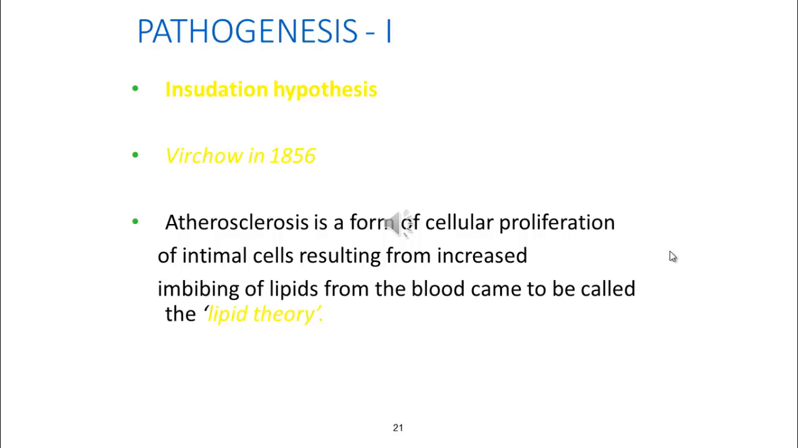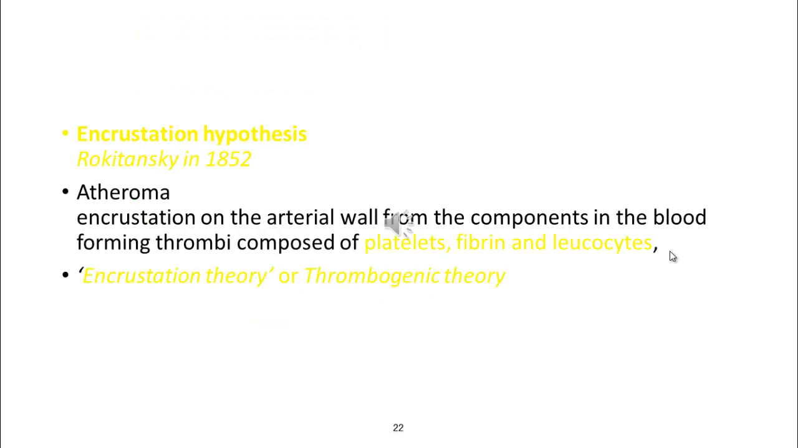According to this hypothesis, the intimal cells have to engulf the lipid coming from the blood. So this is also known as the lipid theory. The other theory is known as the encrustation theory, proposed by Rokitansky in 1852. According to this theory, the atheroma is basically an encrustation on the arterial wall from components present in the blood, forming a thrombus composed of platelets, fibrin, and leukocytes. So this is the encrustation theory, or the thrombogenic theory.